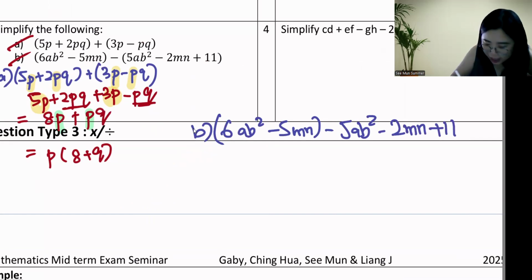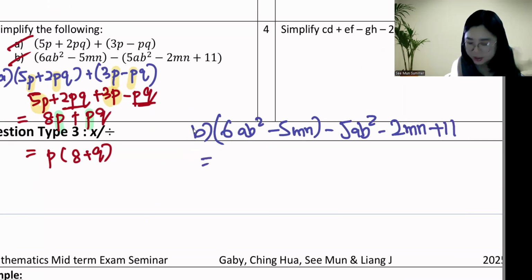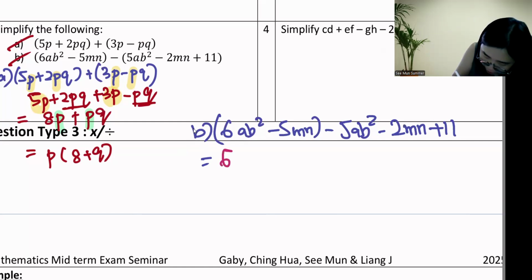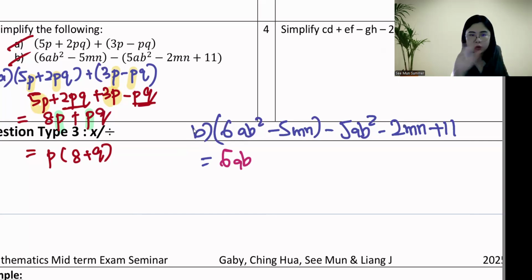So do together again. First step first, what are we going to do? We just open the bracket. Expand, meaning you open the bracket so there is no bracket anymore. So 6AB squared. You don't see any similar terms from the same family. So when we regroup or rearrange the terms, we have to go according to the family.